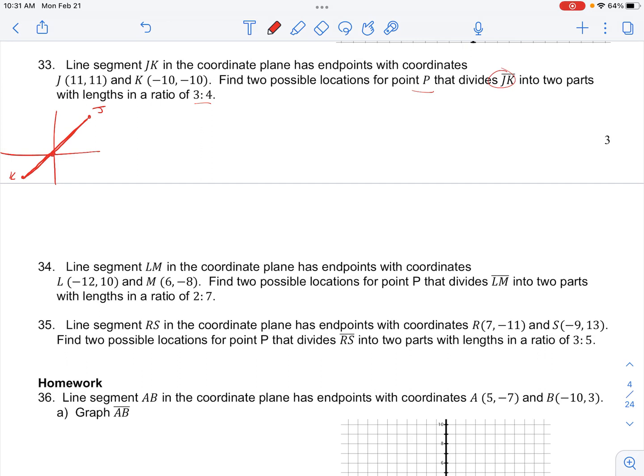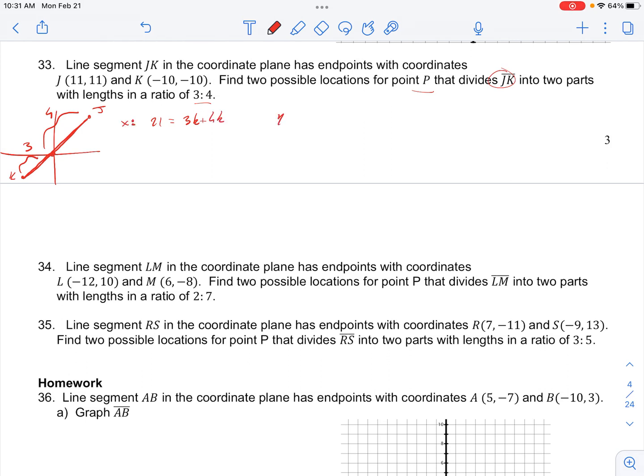So in order to partition this, one scenario is that we break up this segment into a ratio of 3 here and 4 over here. We'll try to solve for that one first. Our absolute change in x between K and J is given by 11 minus -10, so that'll be 21. So 21 is equal to our 3k plus our 4k in the x direction.